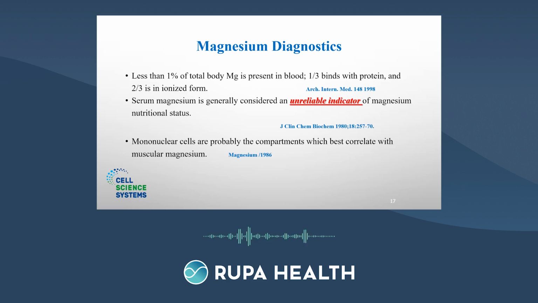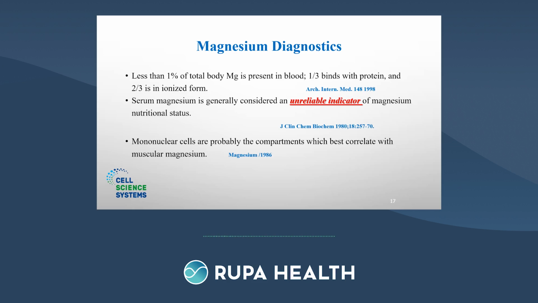Well, instead of saying, well, wait a minute, is there a better way of looking at things? And of course, we have found through these various citations that I'm showing you that there is. And I can tell you through 30 years of using technology that it definitely makes a difference. And you can see here, back in 1986, in the Journal of Magnesium, mononuclear cells are probably the compartments which best correlate with muscular magnesium. So we're looking intracellularly in 1986, and this is something that has been overlooked for years.